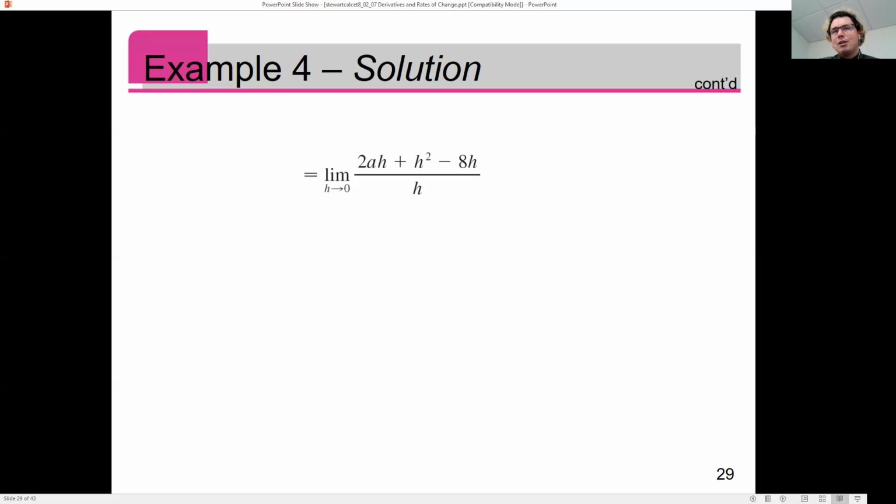After cancellation, I'm looking at the limit as h goes to 0 of twice a times h plus h squared minus 8h all divided by h. And I can cancel just like I said I can. I can factor out an h and say that this limit is equal to the limit as h goes to 0 of twice a plus h minus 8. So I get 2a minus 8. Easy peasy.